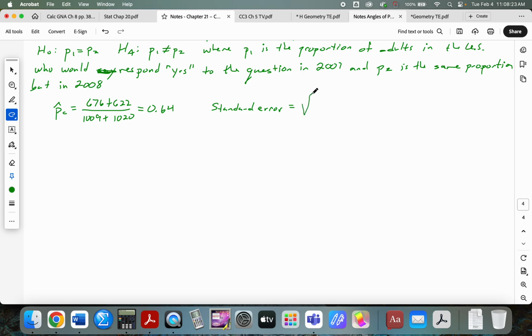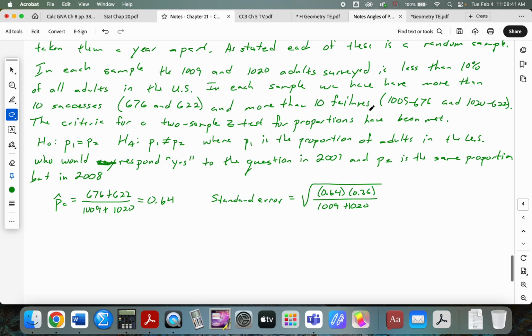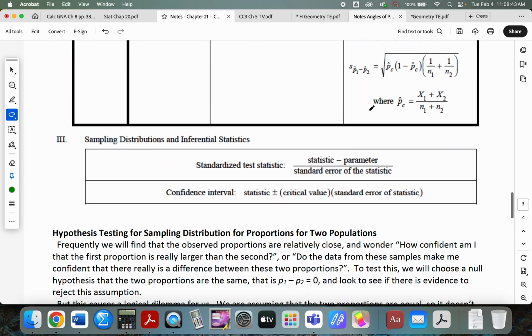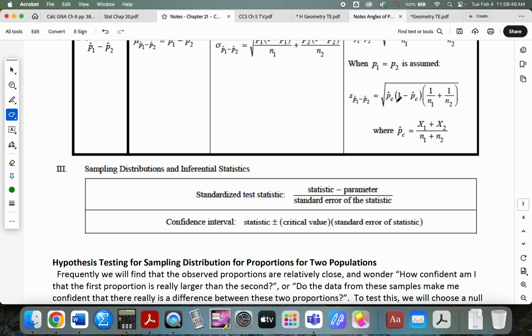Is going to be equal to the square root of 0.64 times 0.36 over 1,009 plus 1,020. And I know that doesn't quite look like the way they wrote it. I hate the way that they wrote it. But you can see if you distribute this through that, that's exactly what you have. You've got your pooled times 1 minus your pooled over N1 plus N2.